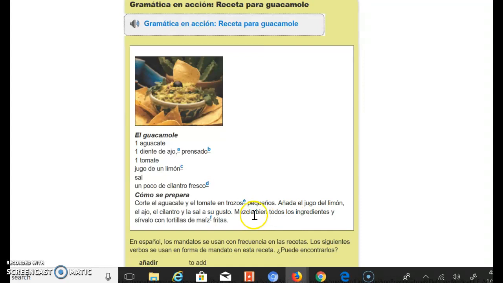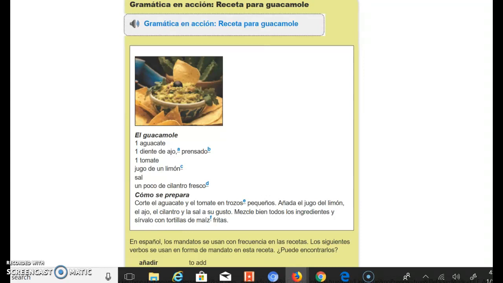Here's another one, mezclar. Mezcle is a command form for mezclar. And sírvalo, this is a command that is including a direct object pronoun. So you can attach direct object pronouns to commands, sírvalo, or, in the case of a negative command, they come before the command.